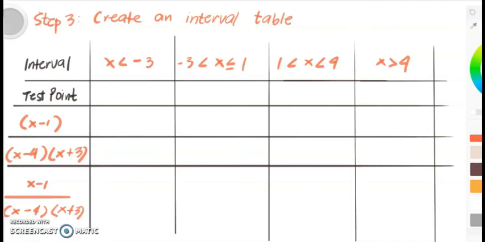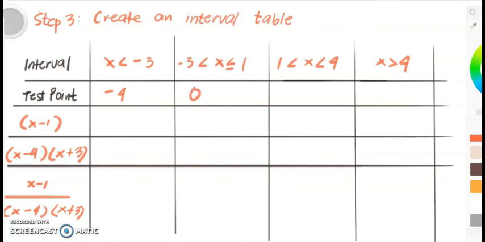So let's complete this table. The test point in the first column, where we have x less than negative 3, would be anything that is less than negative 3. So for easier math, we say we have x be negative 4, since we are looking for x that are less than negative 3. For the next interval, our test point would be 0.